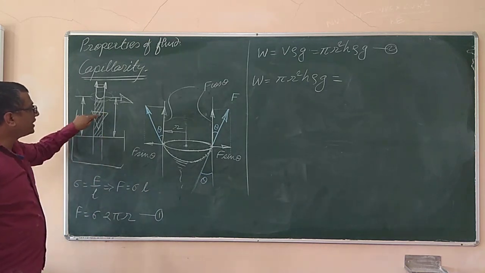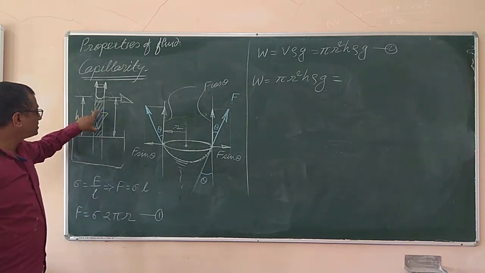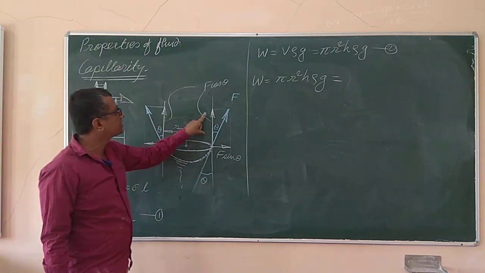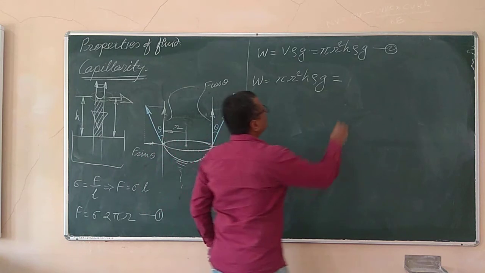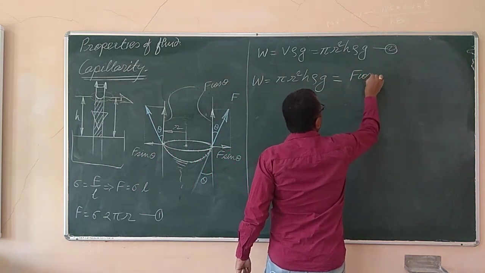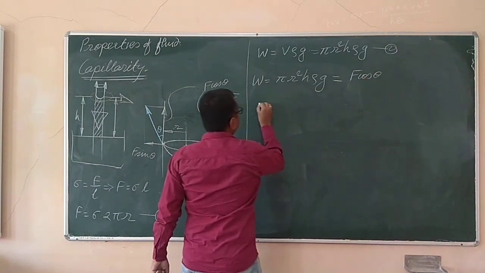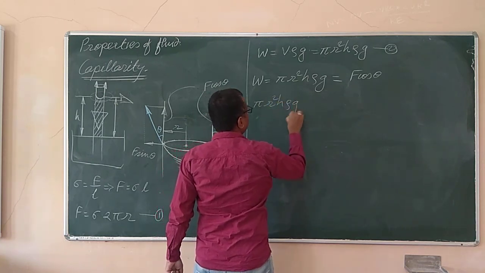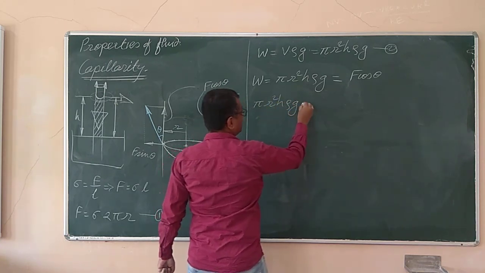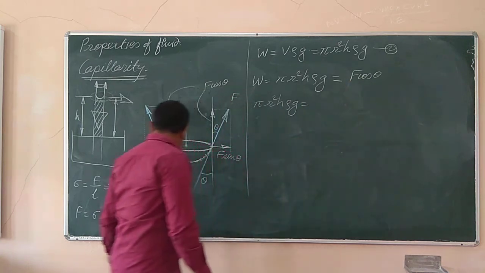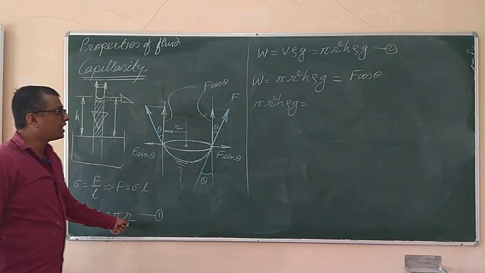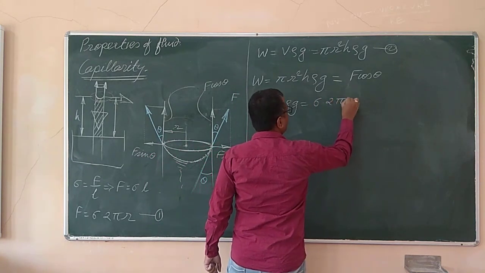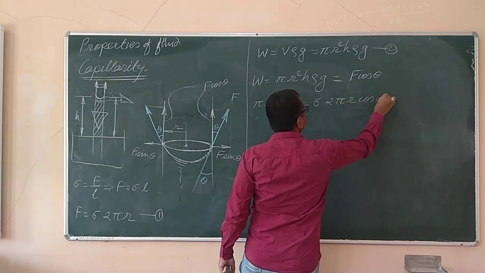And who is holding it up, or who is balancing the weight of the liquid? That is the force due to the surface tension, acting in this direction, and that is equal to F cos theta. So, I can write pi r square h rho g is equal to F. How much is F? F is sigma into 2 pi r. This is sigma into 2 pi r into cos of theta.